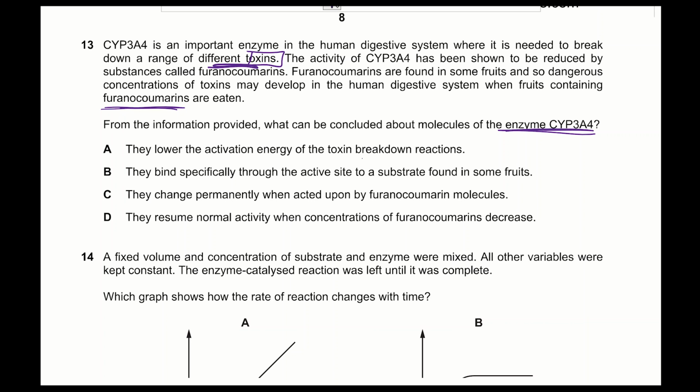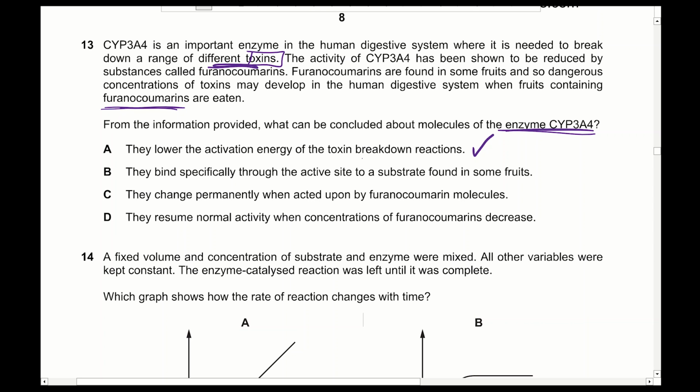A: They lower the activation energy of the toxin breakdown reactions. So we know that a feature of any enzyme is that it lowers the activation energy, or the energy needed to start a reaction, by providing an alternative pathway with a lower activation energy. Therefore, this is correct.